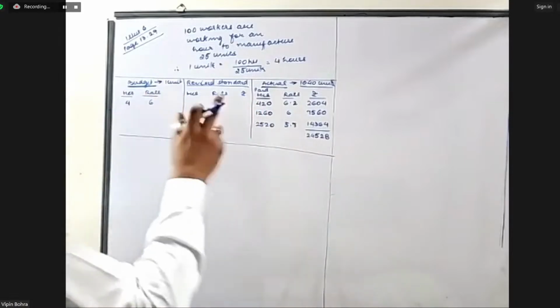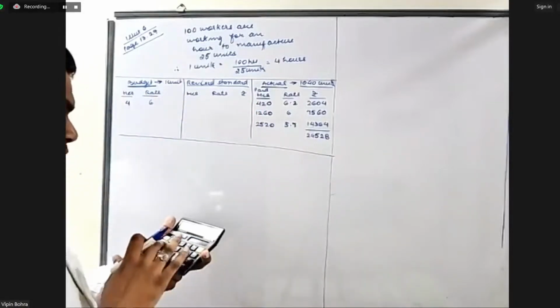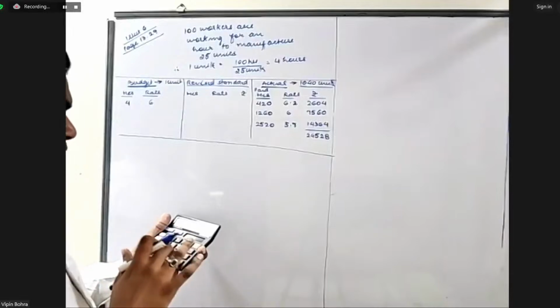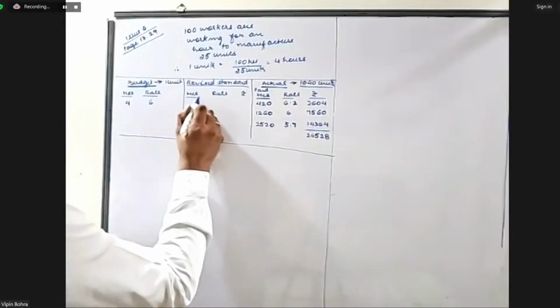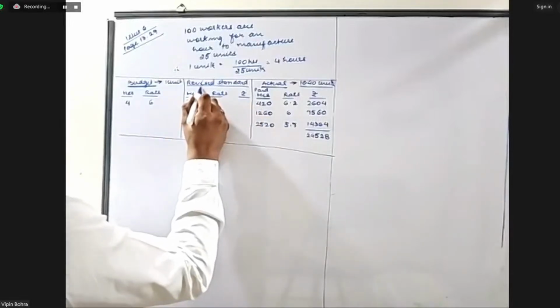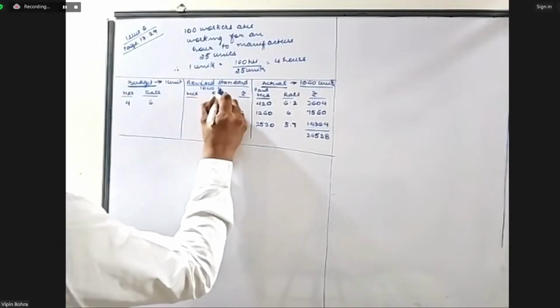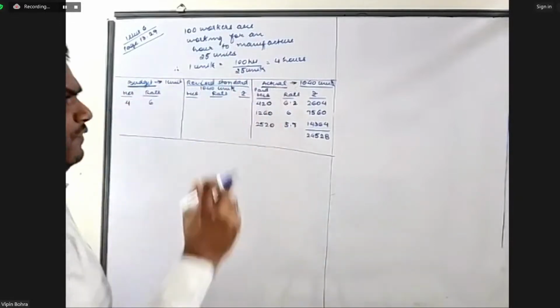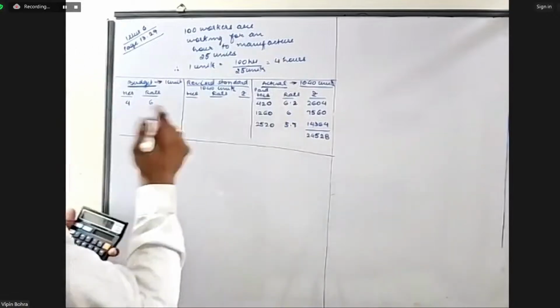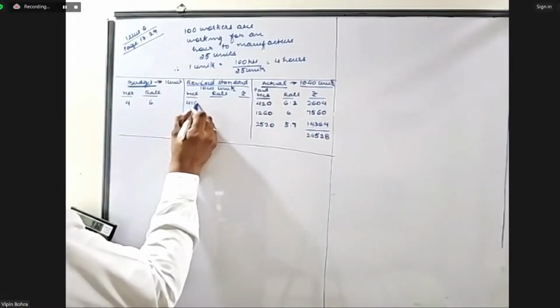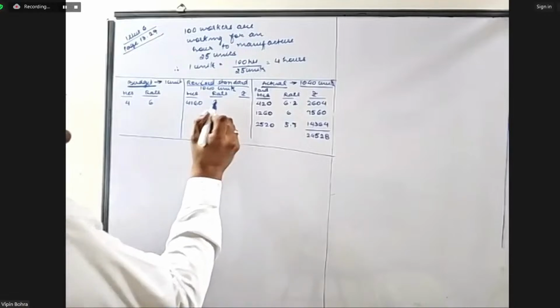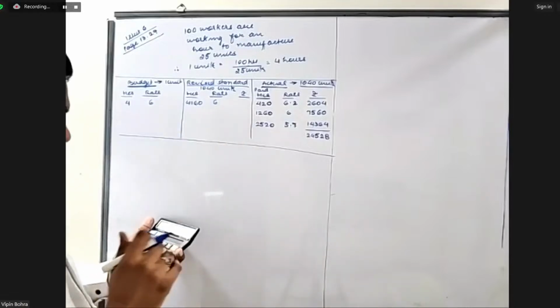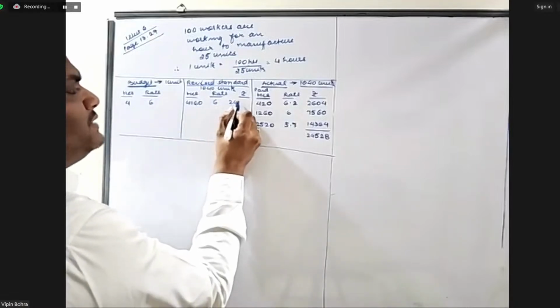1 unit takes 4 hours, so 1040 into 4. 1040 units take 4160 hours. Into the rate of 6, so 24,960.